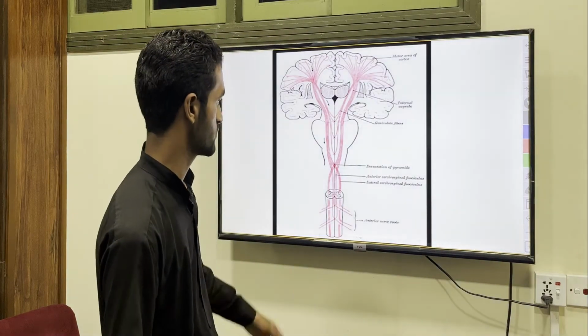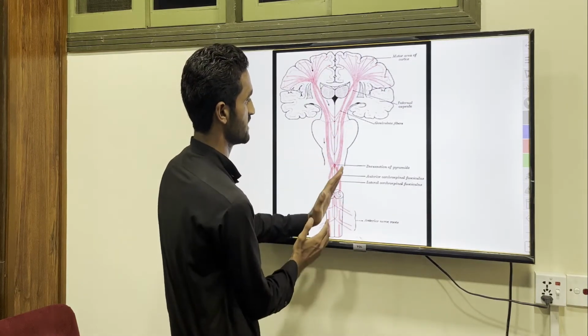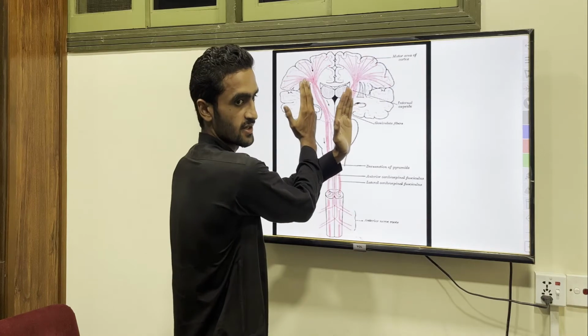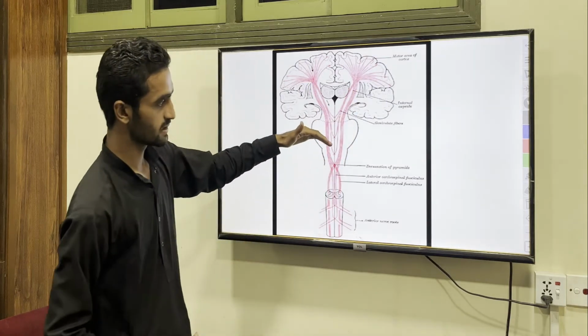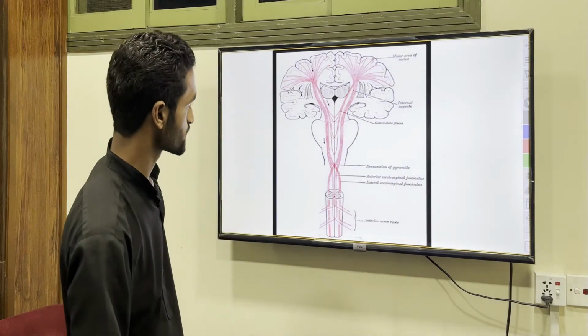You can see this decussation. One is here, one is here. So they are crossing like that. So for injury, you can define the ipsilateral or contralateral pathway.